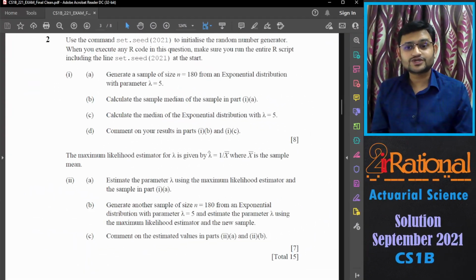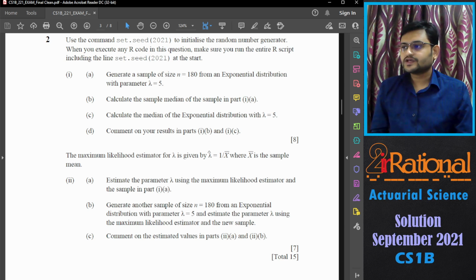Now let's read question number 2. Use the command set.seed(2021) to initialize the random number generator. When you execute any R code in this question, make sure you run the entire R script, including the line set.seed(2021) at the start.